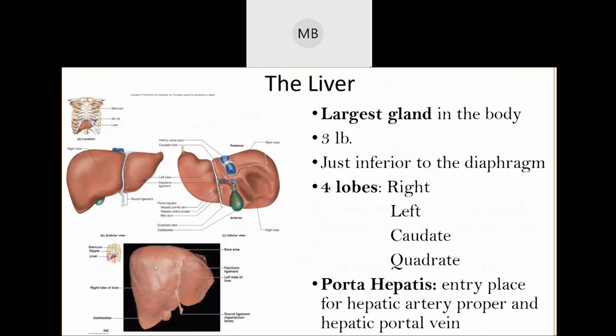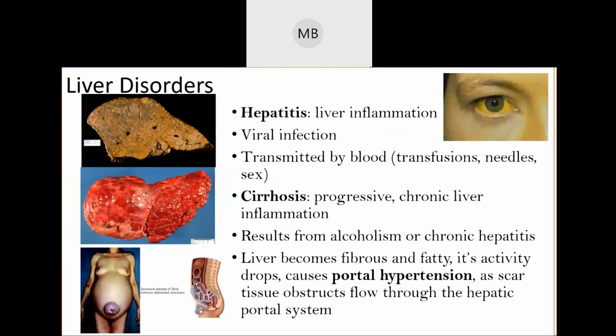Look at this happy, smooth liver right here. You don't want it to look like this. This is not healthy. No bueno. Not good. Right? Hepatitis can be a viral infection. It's inflammation of your liver because of a virus, basically.